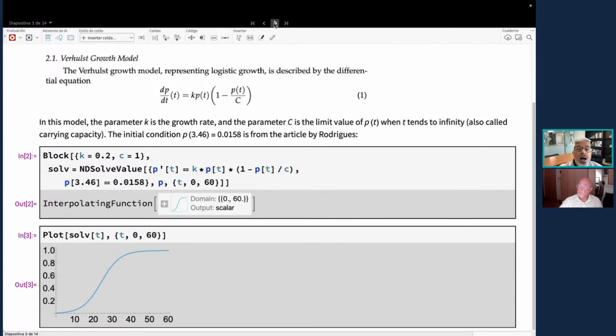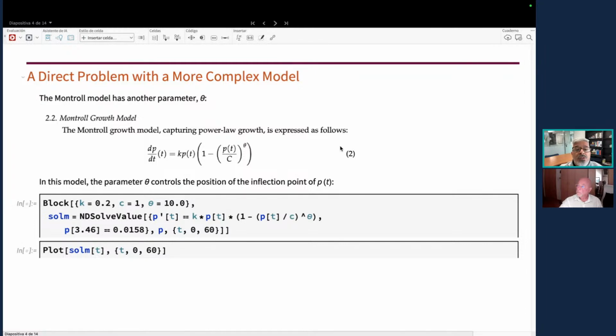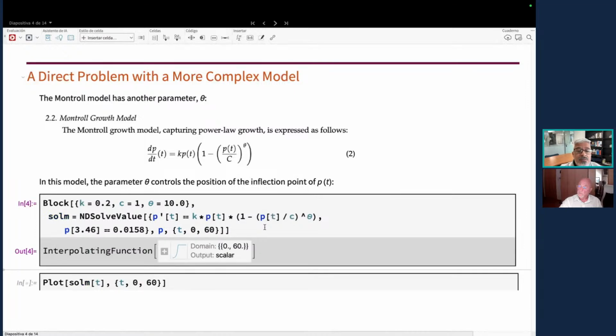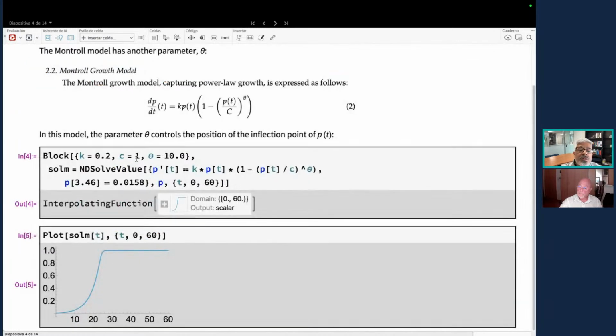Let me also show another forward problem where we now have a more complex model, the Gompertz growth model, where we have an extra parameter, theta. In this model, the parameter theta controls the position of the inflection point of P of t. So here I am also solving this differential equation, now with the parameter theta and the same initial condition. And here we have the plot. In this case, I am using a very large value of theta to change the shape of the graph in a dramatic way.